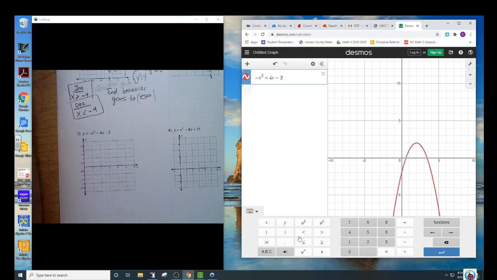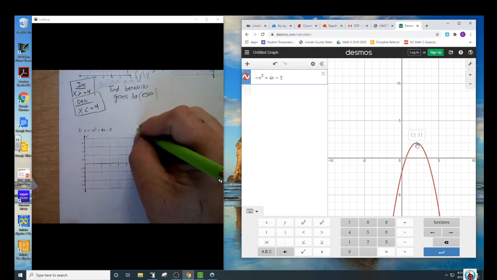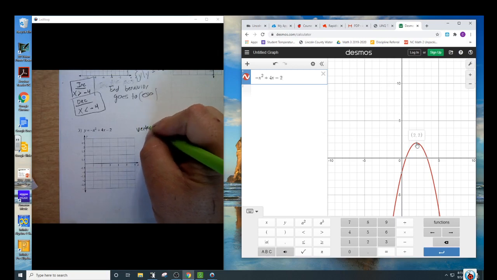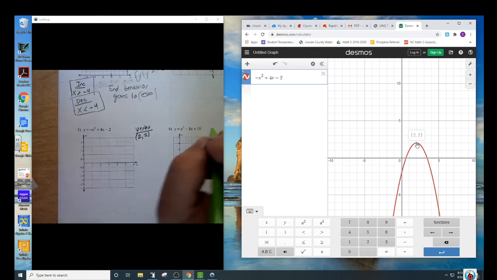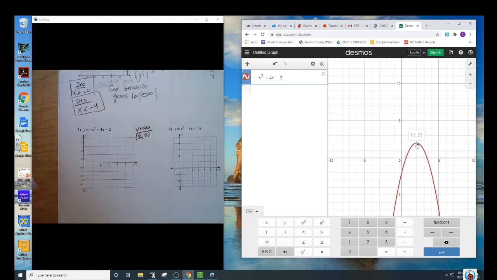Okay, so guys, all we did was input this equation into Desmos. Very, very simple. Now we're going to find our vertex. Here's our vertex. On Desmos, if you just roll over the dot, which is the vertex, it'll tell you what it is. In this case, the vertex is 2, 2.